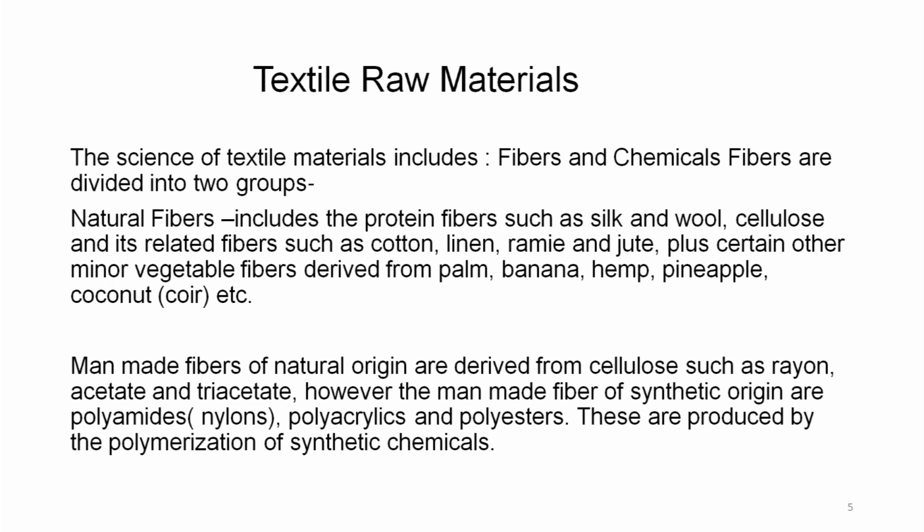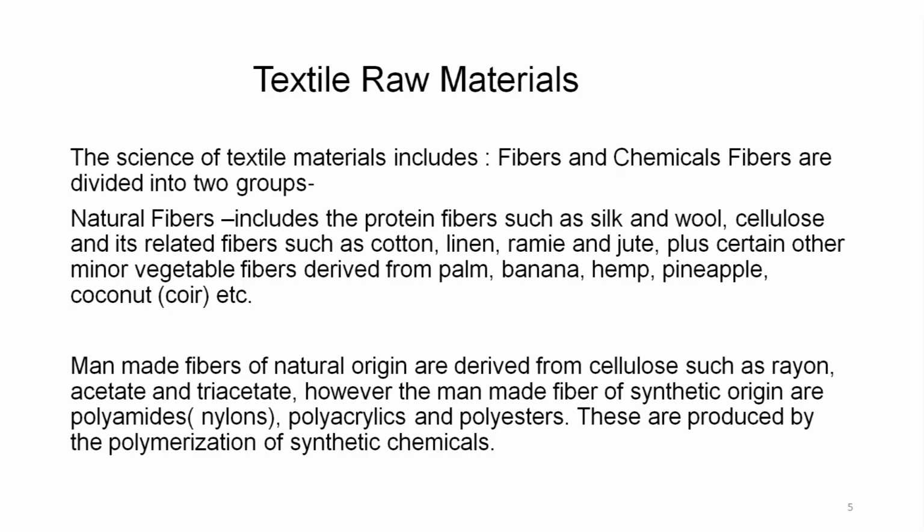Textile raw materials. The science of textile materials includes fibers and chemicals. Fibers are divided into two groups. Natural fibers include the protein fibers such as silk and wool, and cellulose and its related fibers such as cotton, linen, ramie and jute, plus certain other minor vegetable fibers derived from palm, banana, hemp, pineapple and coconut coir.